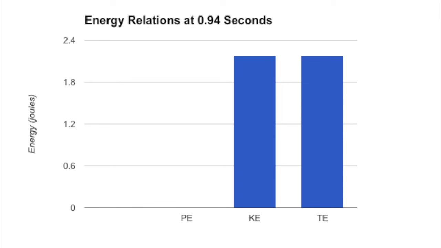Due to the law of conservation of energy, we know that at this point the kinetic energy will be 2.2 joules. As demonstrated by the graphs, the total amount of energy during the fall stays constant.